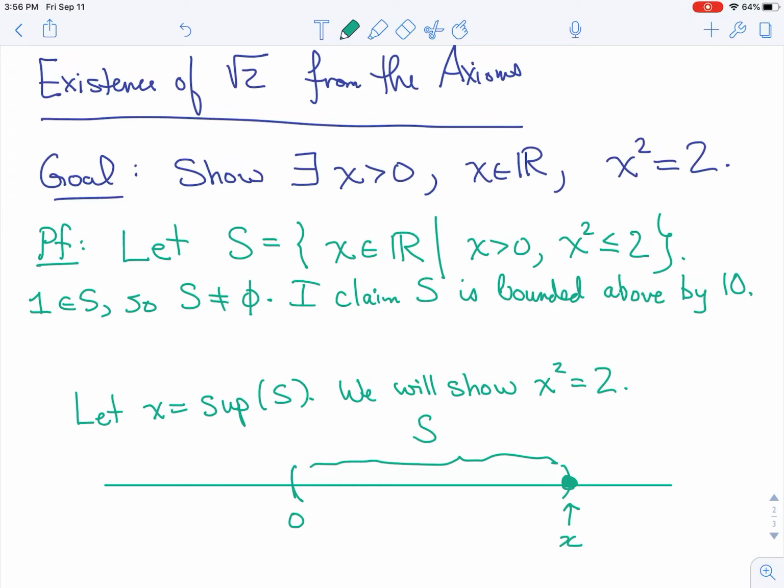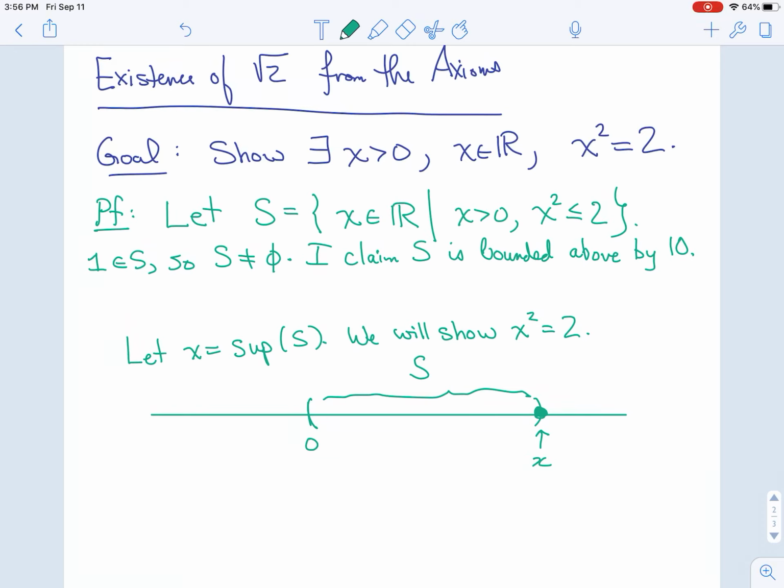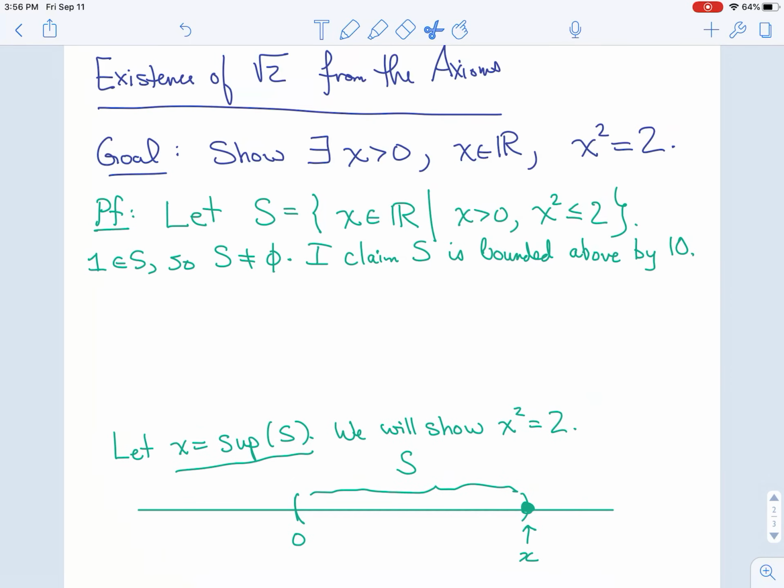I'm kind of thinking this is like the square root of 2. It's probably like 1.4. I'm thinking that this set is going to be bounded above. And now once I know that my set is bounded above, then I'm in good shape. Then I can take the least upper bound, and I'm going to know that X exists. And we still have the hard work of showing its square is equal to 2. Okay. So why is this set going to be bounded above by 10?